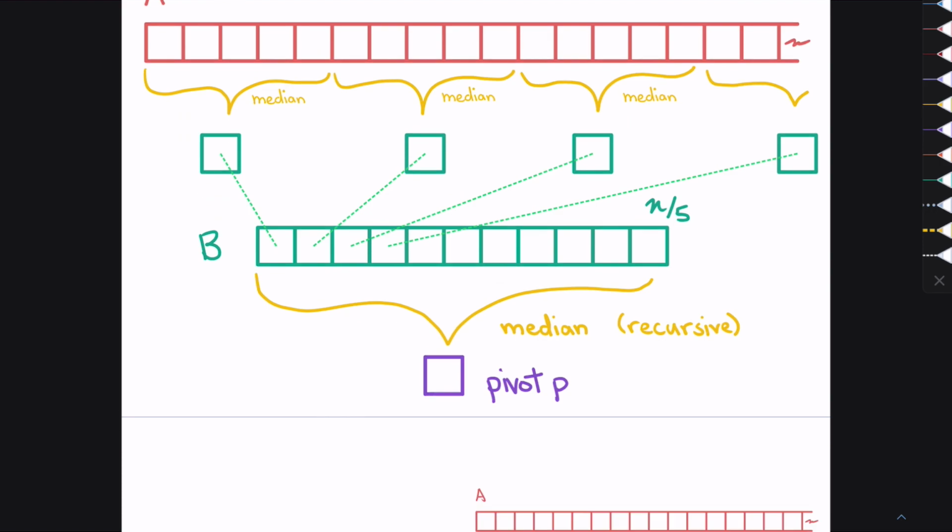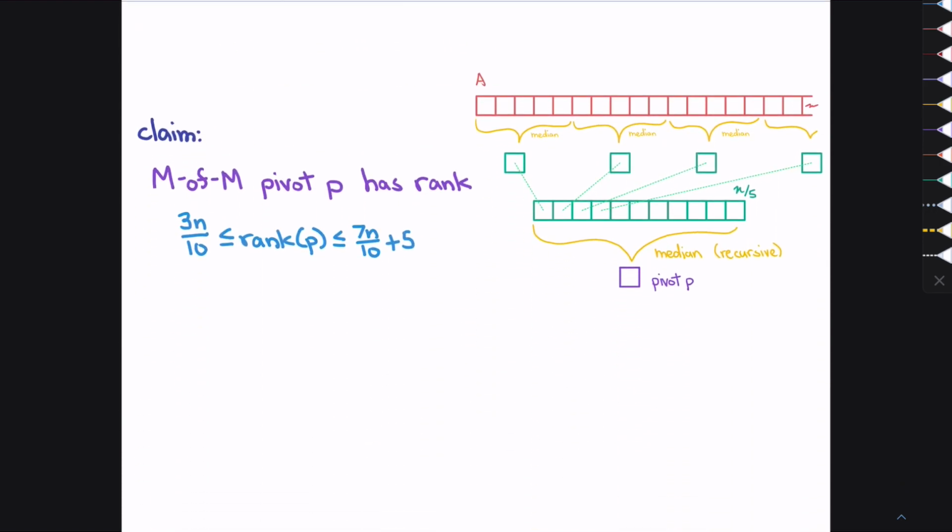So, okay, let's first try to argue that this will return some pivot. I guess we're going to do better than 80%. We're going to try to argue that it's in the middle, I guess 60%. That the rank is between 3n over 10 and 7n over 10. So it's slightly better than what we had before. Let's first verify this, and we'll see if it's good enough to get us our overall running time.